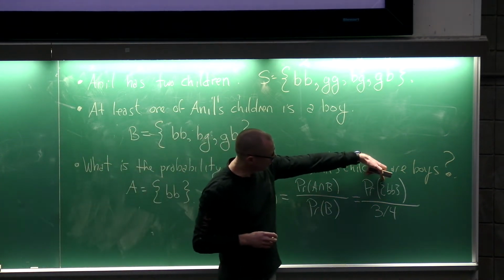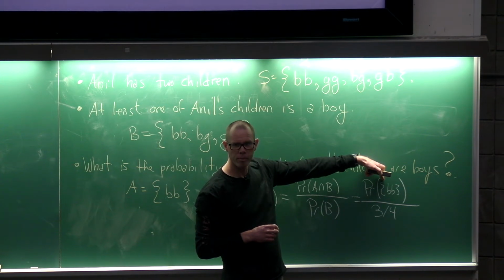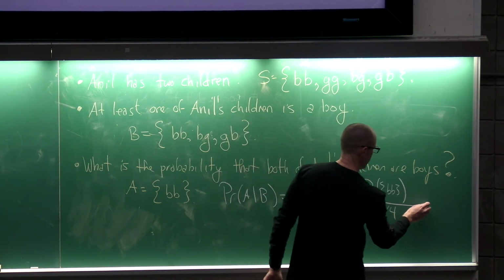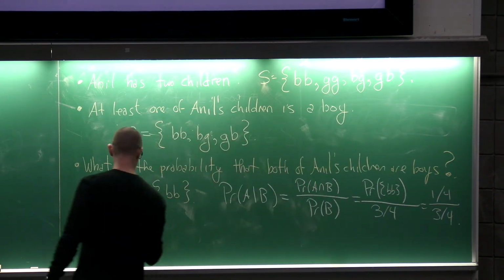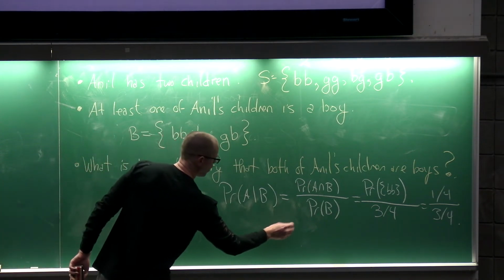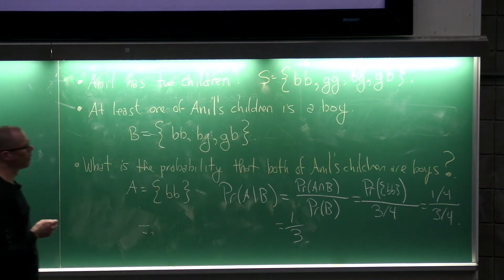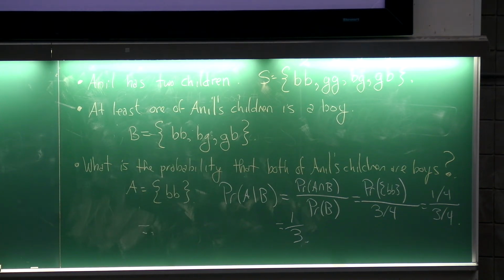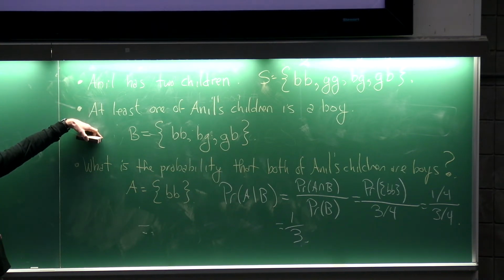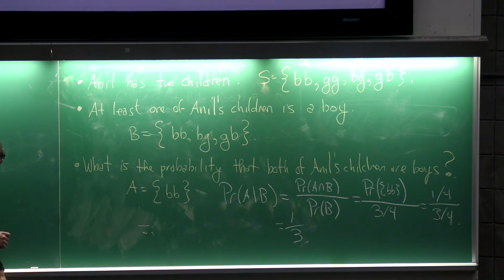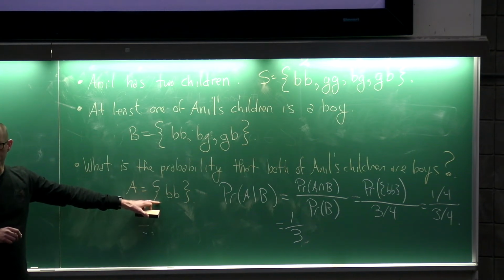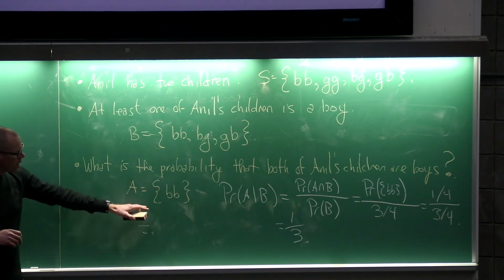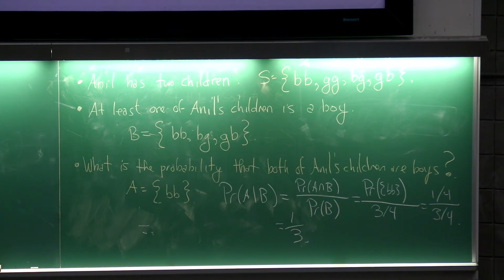And what's the probability of this thing, just the thing on top? 1/4. So this is 1/4 over 3/4, which is 1/3. So that agrees with the informal intuition that we got here by saying, well, once you told me that B happened, there were only 3 possible outcomes, and A is one of those possible outcomes. So 1/3 should be the answer. And indeed, according to this definition, that is the answer.